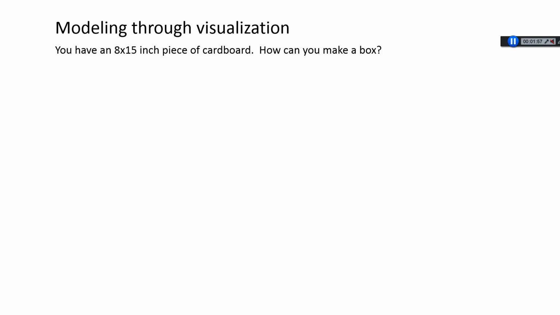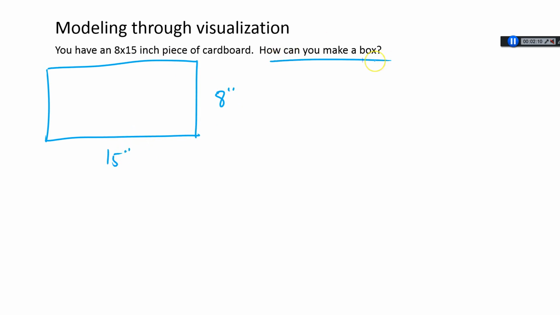All right. We're going to take a look at a visualization technique here, and I'm actually going to lead you on what I think is kind of a cool little exercise. Let's say you have an 8 by 15 inch piece of cardboard. 8 inches by 15 inches. The question is, how can you make a box? There are lots of ways you can make a box out of a piece of cardboard, but I think the easiest way is if you cut out little square corners. Cut out little square corners like this.